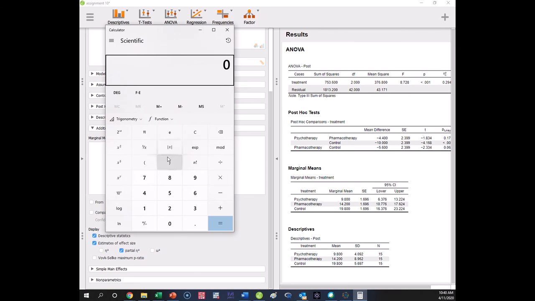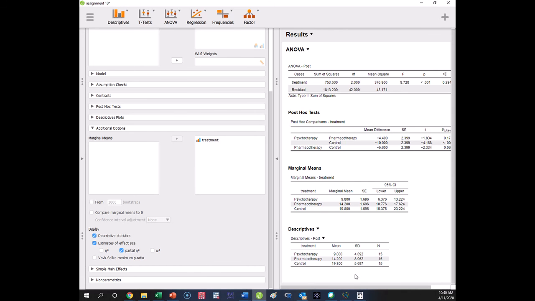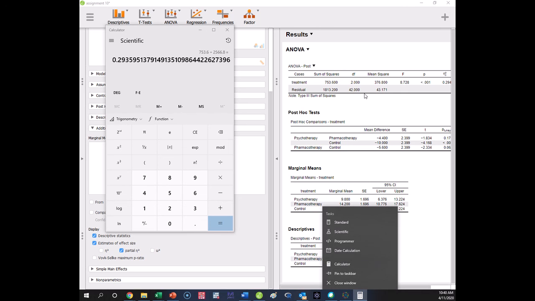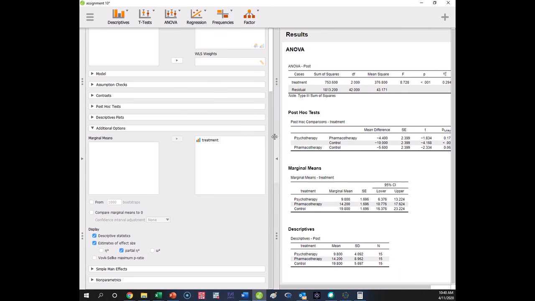So if I take 753.6 plus 1813.2, so 2566.8, 2566.8, I get 0.294, which is eta squared, right? 0.294. So eta squared is just the treatment effect, sum of squares treatment, over sum of squares total, okay? So we just demonstrated how that's calculated, but you can also just get that under the additional options, under estimates of effect size. There you go.